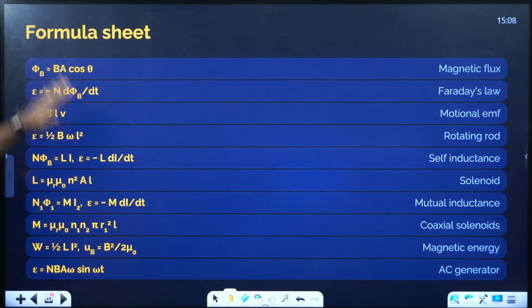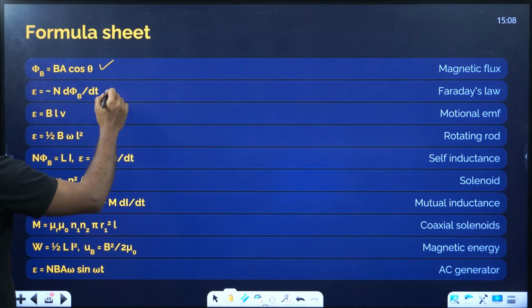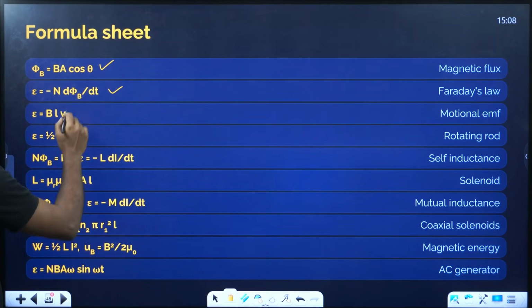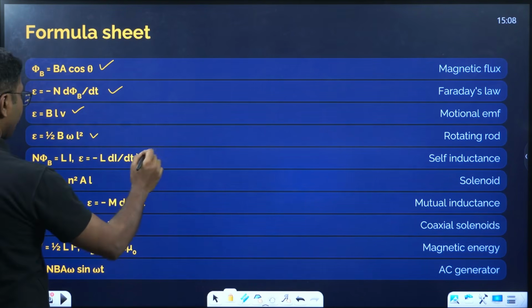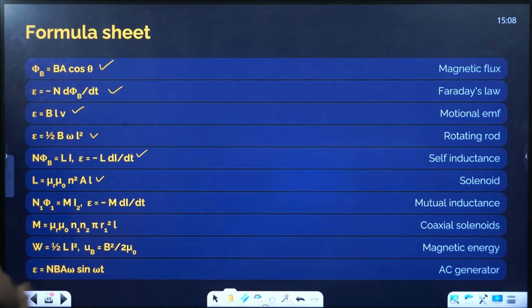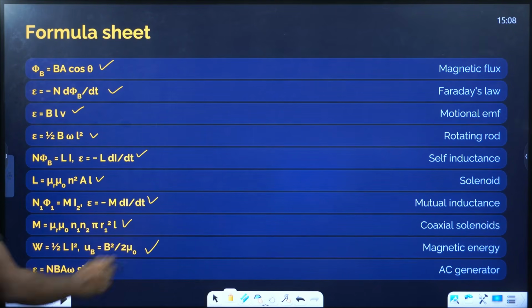So this is the formula sheet, with whatever formulas we have learned: the magnetic flux, then the induced EMF, Faraday's law, motional EMF, and the induced EMF in a rotating rod, self-inductance, the expression for self-inductance, mutual inductance, the expression for mutual inductance, work done or energy stored in a magnetic field, and then the induced EMF in a generator.